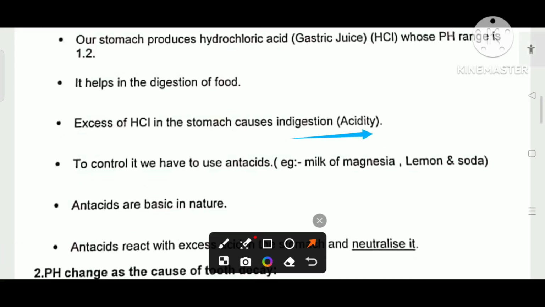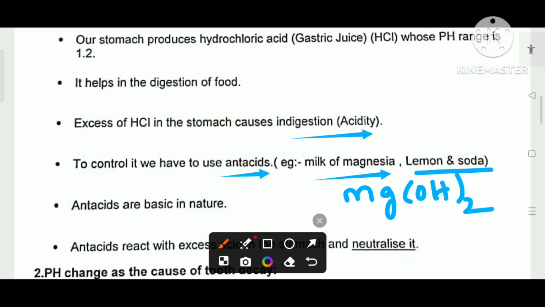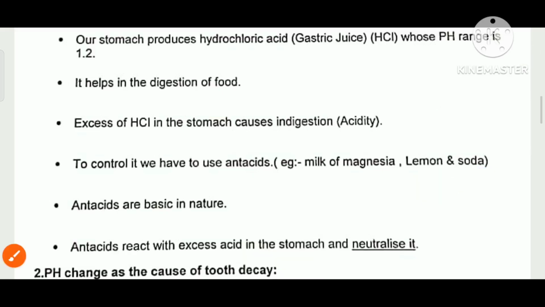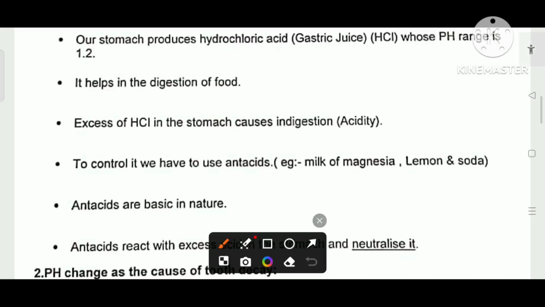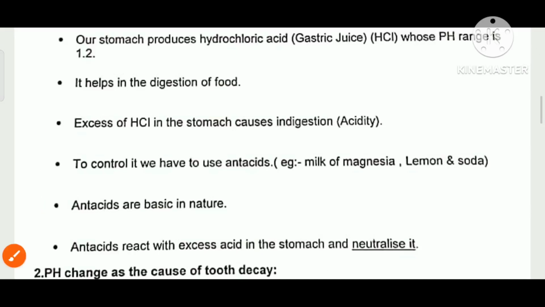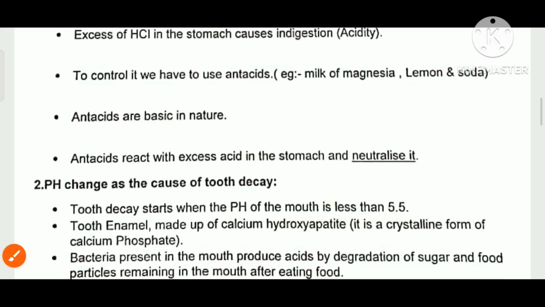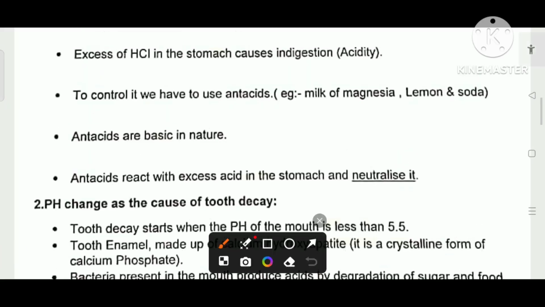This concept you also have to remember: when indigestion happens, to control it we have to use antacids. Examples are milk of magnesia, that is nothing but Mg(OH)2, or lemon and soda, or we can also use Eno. Antacids are basic in nature. What are antacids? What are their uses? Questions like this may come, and these three points are important. Antacids react with excess acid in the stomach and neutralize it. These four points you also need to remember, dear students, so you may get the question in the upcoming examination.